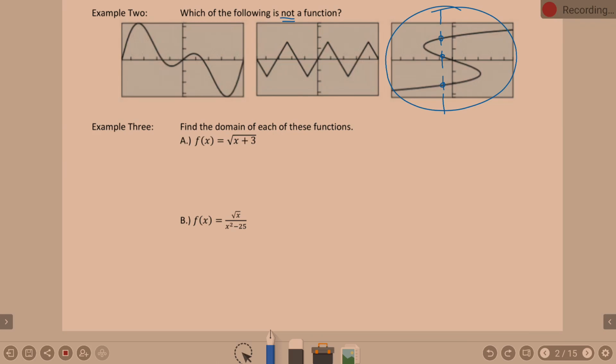You remember the vertical line test at all? Okay, it's an easy one. You just have to remember how it works. So this one fails the vertical line test.